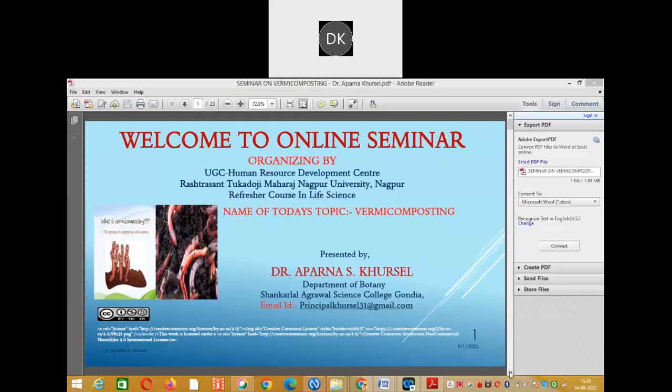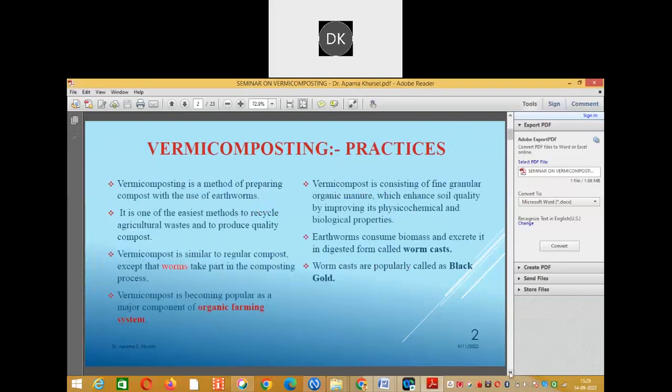Next slide. Vermicomposting practices. So, what is vermicompost? It is a method of preparing compost with the use of earthworms. It is one of the easiest methods to recycle all the agriculture waste.